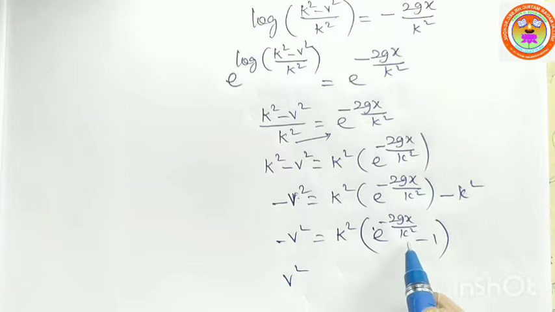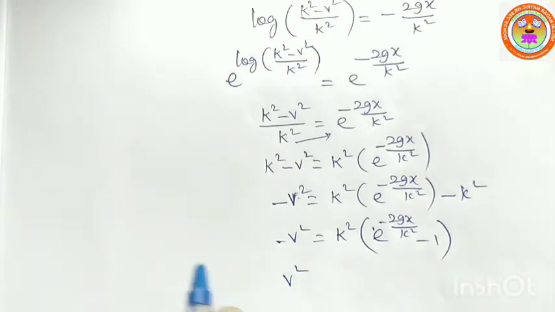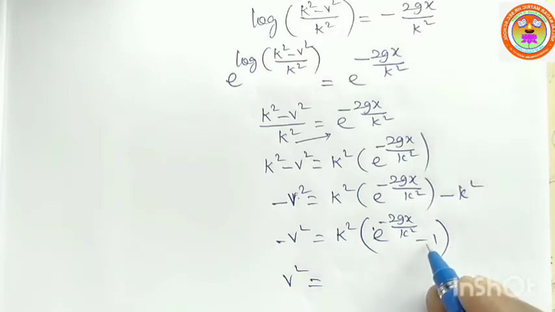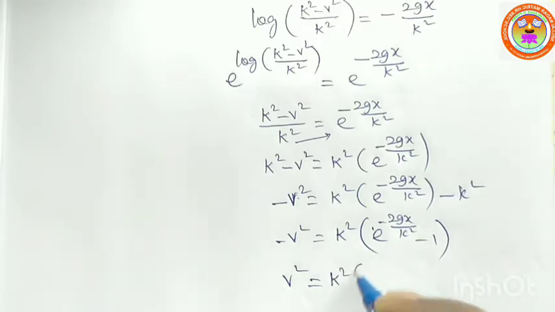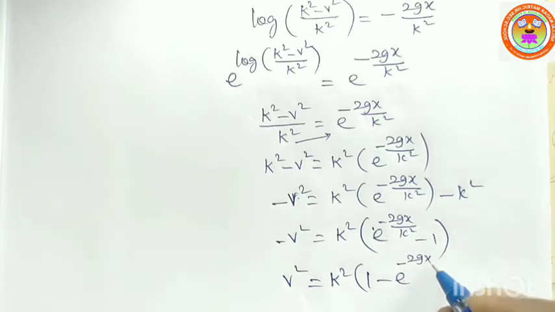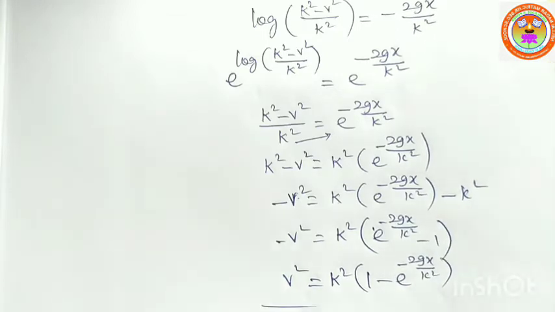Take this minus into the right hand side, or just multiply 1 minus 1. So, it will become b square. Here, when we multiply minus 1, this term will become positive. So, k square into 1 minus e power minus 2gx by k square. So, this is the required result. Our aim is to represent v in terms of x.